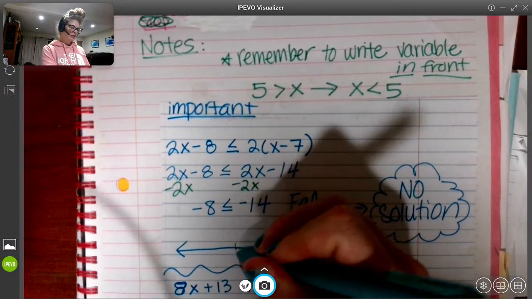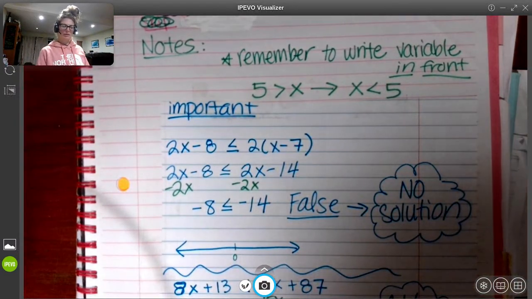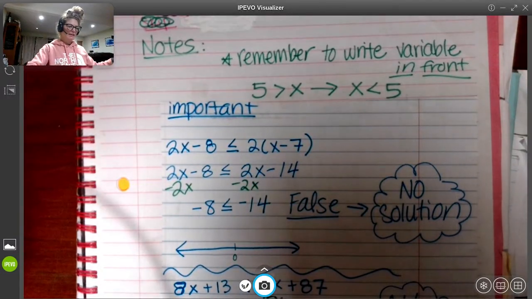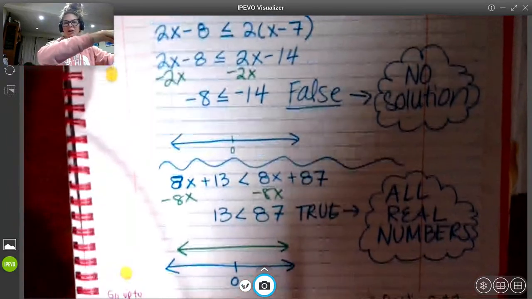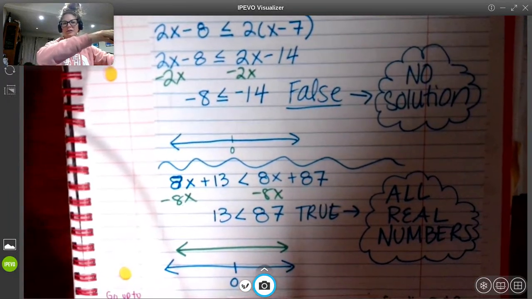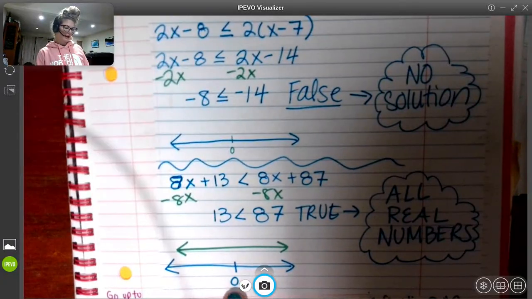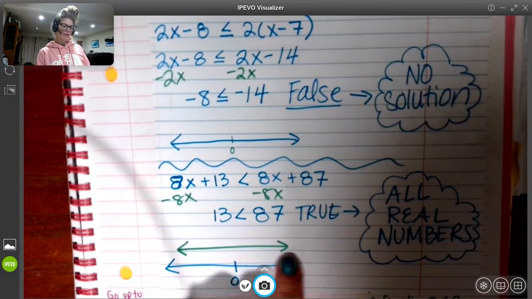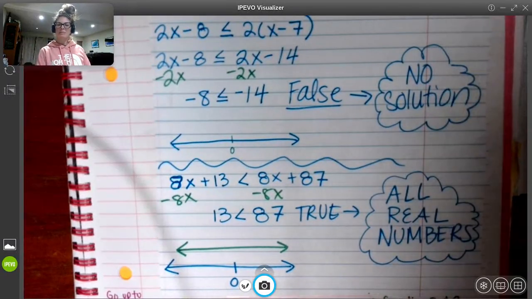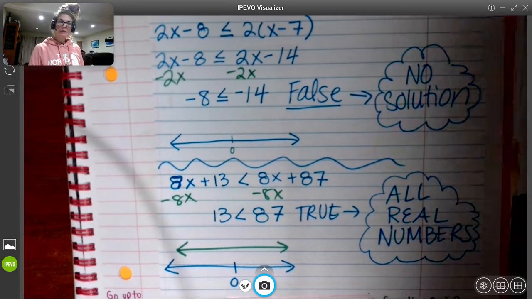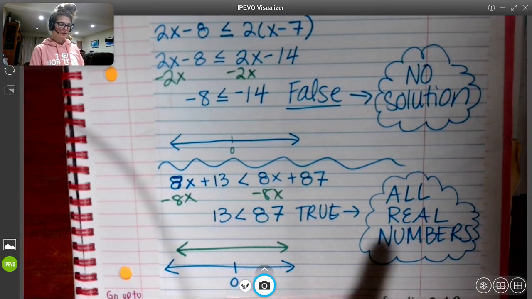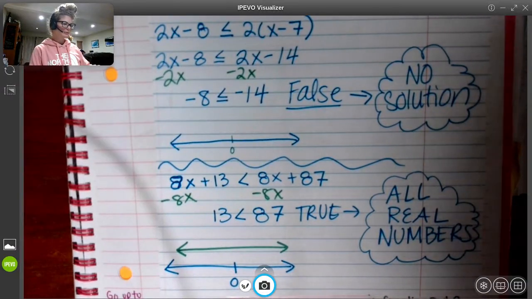It is intentionally left blank. I guess I could put 0 on that number line. And then we also, of course, looked at if there was all real numbers, where we have our number line and then we graph all real numbers. We don't say infinitely many solutions with inequalities because every solution set has infinitely many. So this shows all real numbers.